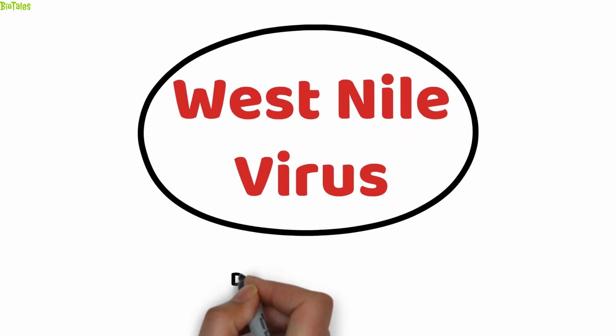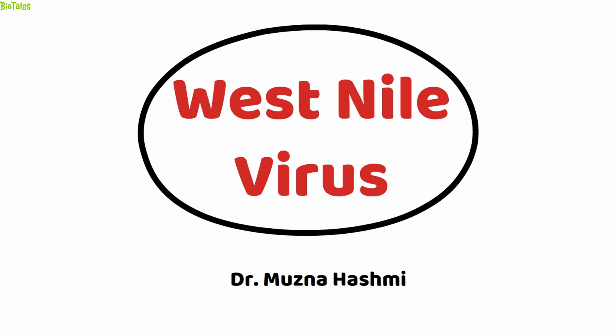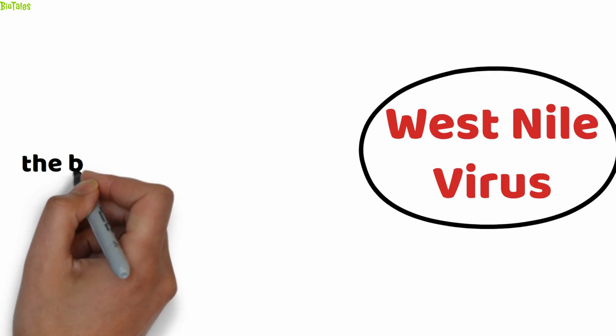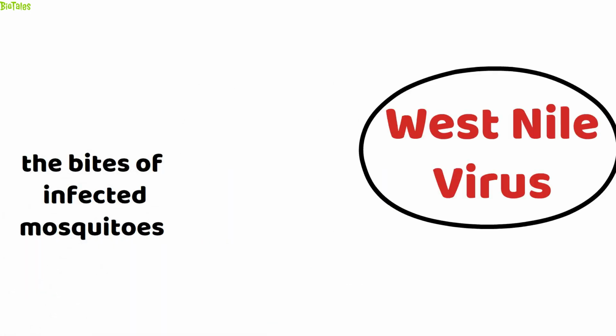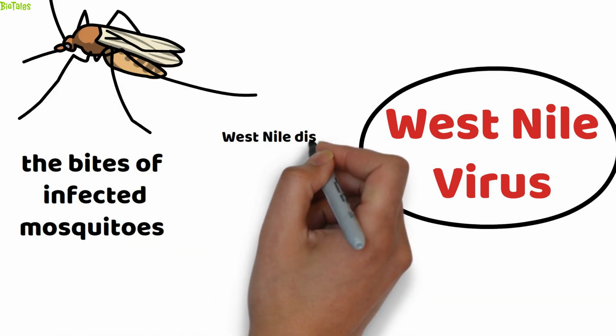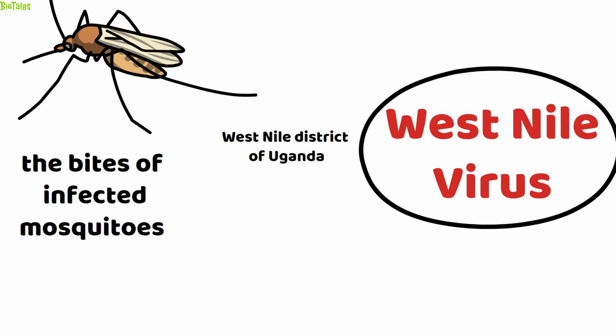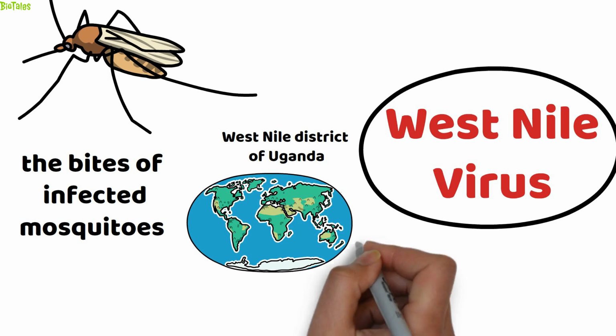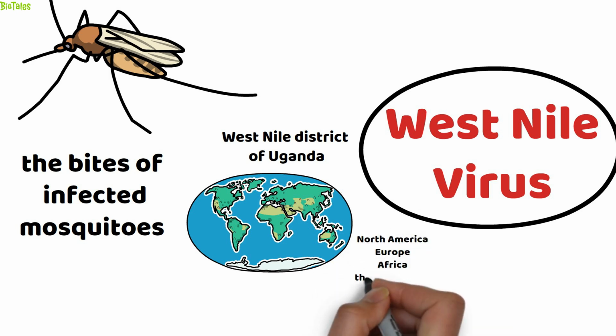Today we are going to talk about West Nile virus. West Nile virus is a potentially serious illness that is primarily spread through the bites of infected mosquitoes. The virus was first identified in the West Nile district of Uganda and has since spread to many parts of the world, including North America, Europe, Africa, the Middle East, Australia, and Asia.